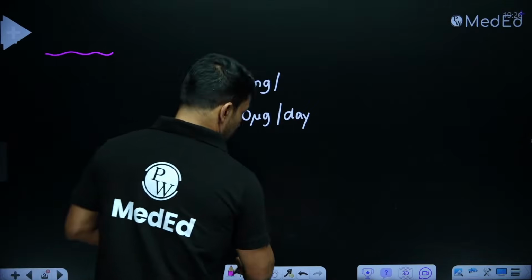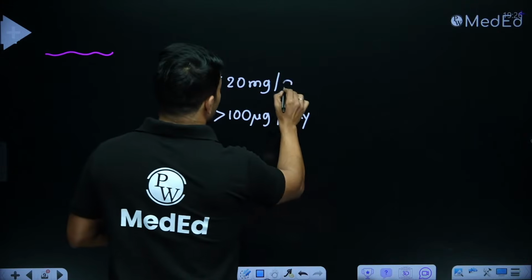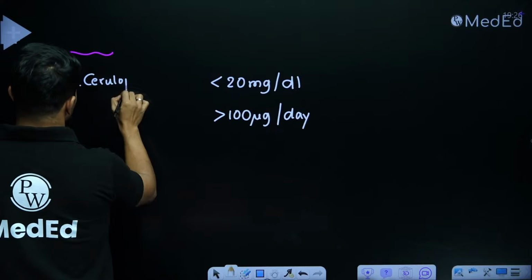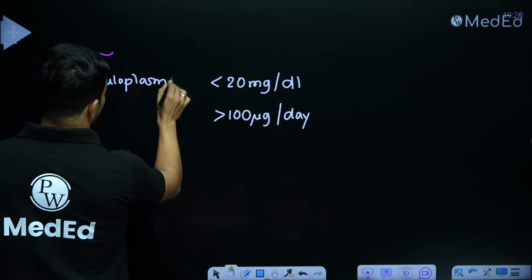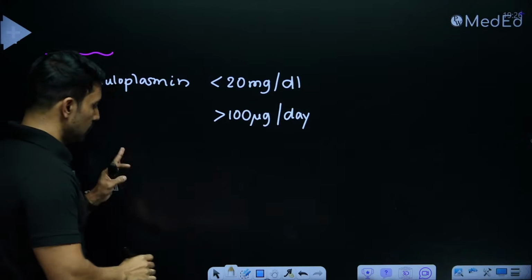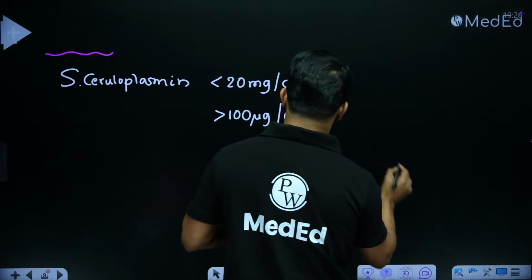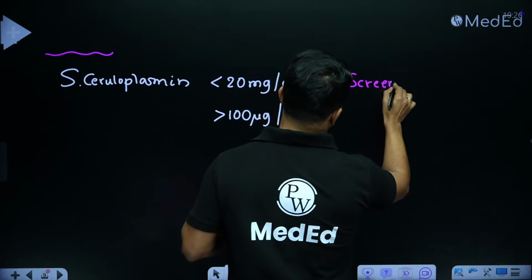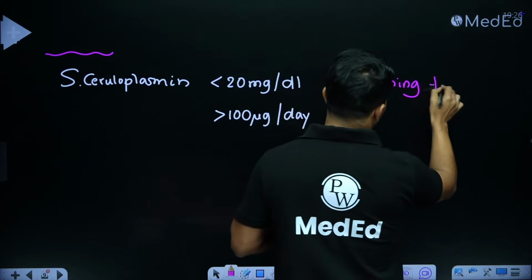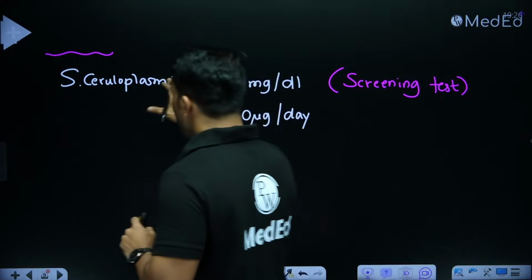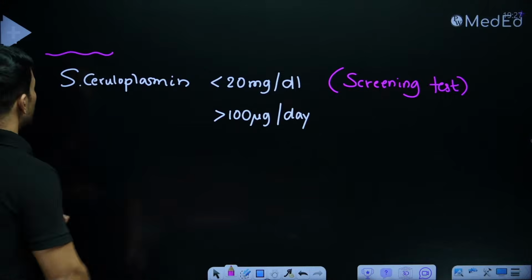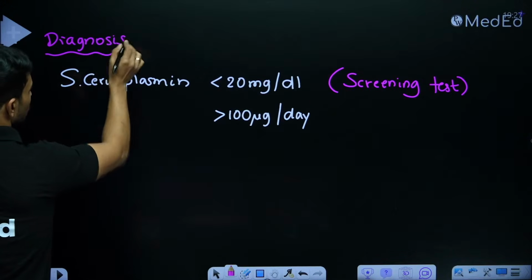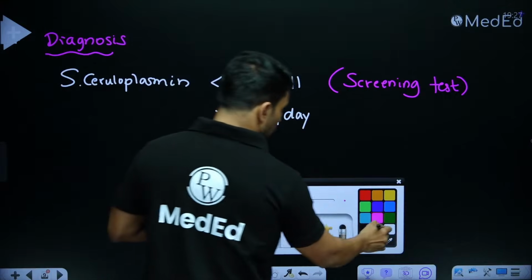Okay, so let me write it down. The text disappeared. Serum ceruloplasmin level less than 20 milligrams per deciliter is the initial investigation. Serum ceruloplasmin is considered the screening test of choice. So in any patient you suspect may have Wilson disease, go ahead with serum ceruloplasmin. If it is low, then you can go ahead with further investigation.